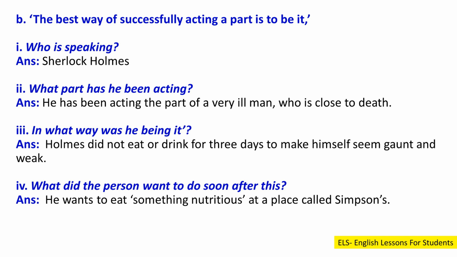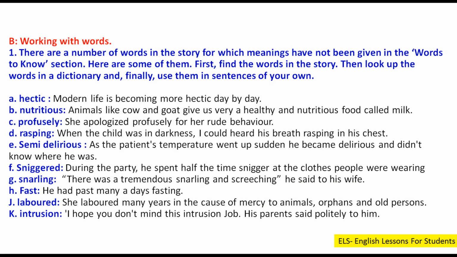In what way was he being it? Answer is Holmes did not eat or drink for 3 days to make himself seem gaunt and weak. 4. What did the person want to do soon after this? Answer is he wants to eat something nutritious at a place called Simpson's.